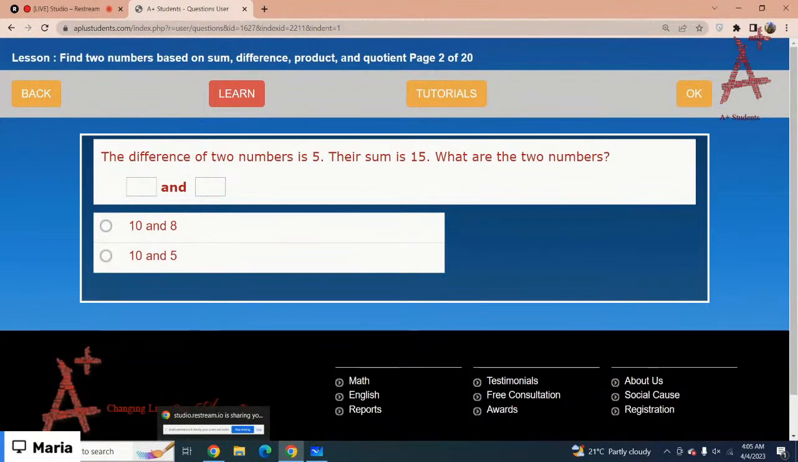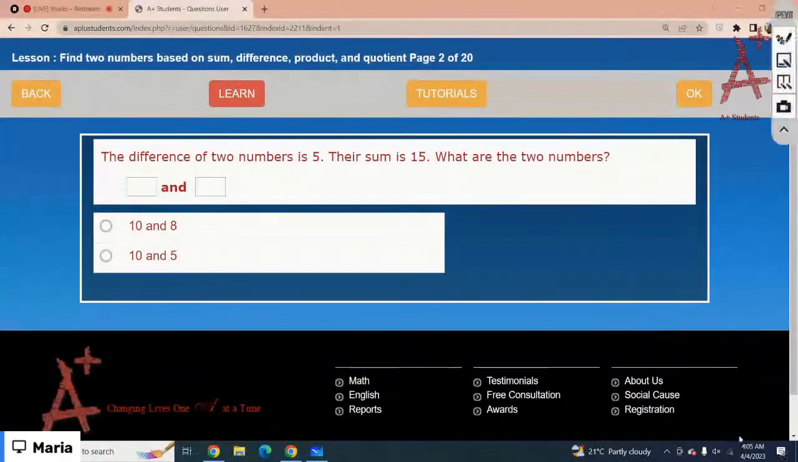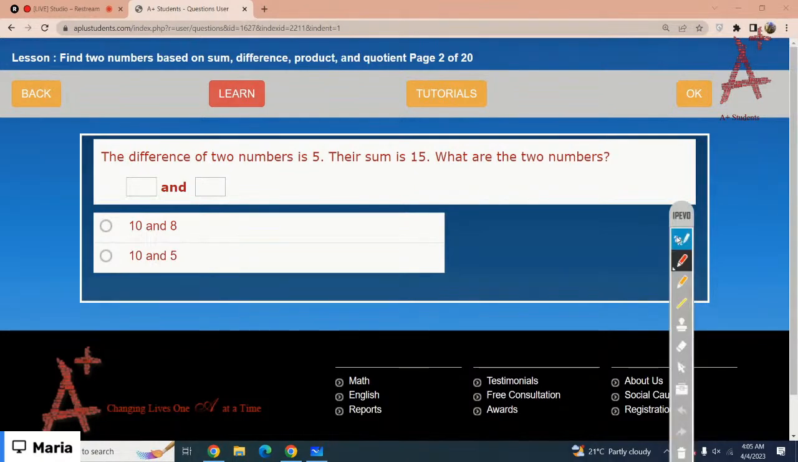10 and 8 makes 2 when subtracted. This isn't the correct option. Got it? Just check for this next one. That would be 10 and 5. When you add them, it makes 15. 10 plus 5, that is 15. And when you subtract them, 10 take away 5, they make 5. Got it? That means the second option is the correct one because it makes 15 and when subtracted makes 5. Got it? So option number 2 is the correct option.